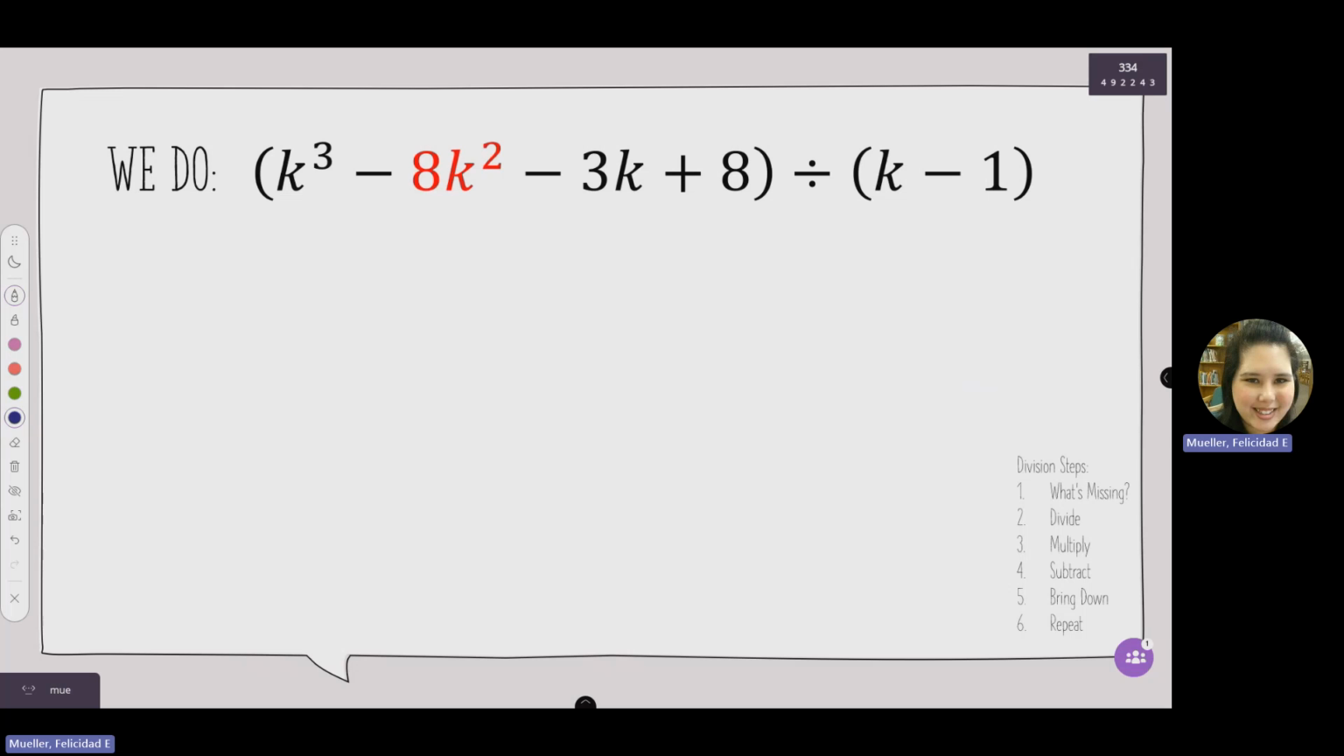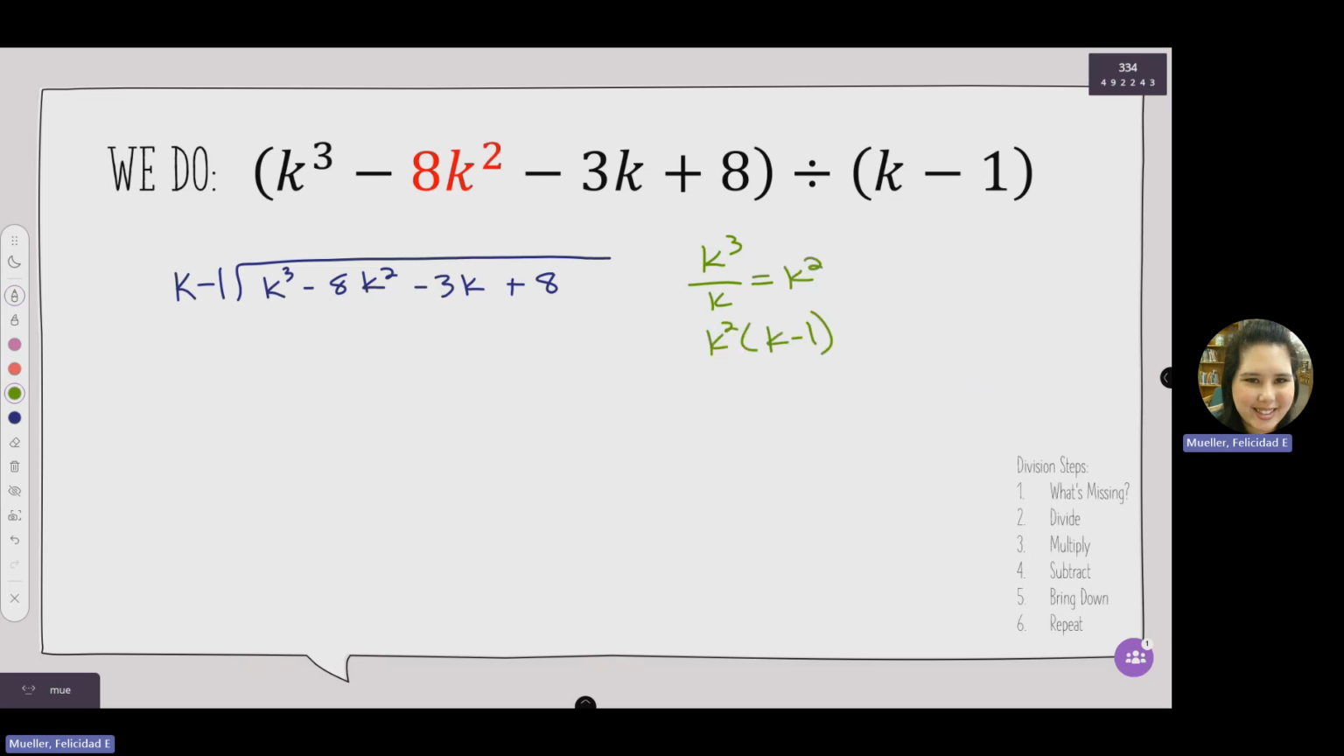So here, take a look. We should have a remainder. The setup and our steps are the same. The only thing that's going to change is how we write our final answer. I do want you to try it out and see what you get and see if your work matches mine. All right, so we're going to do k cubed over k to get k squared. So we're going to do k squared times k minus 1.